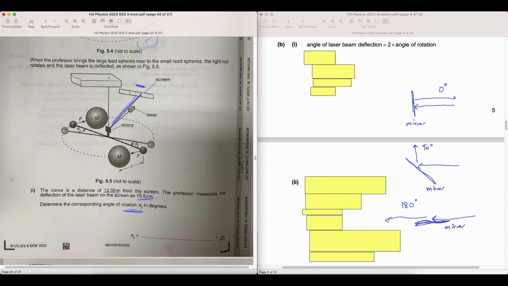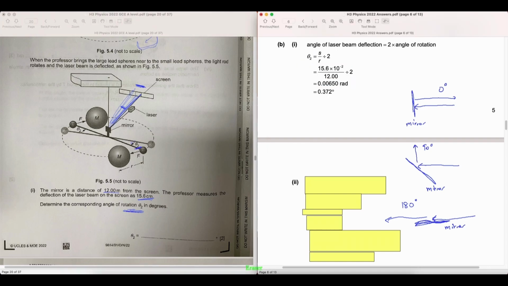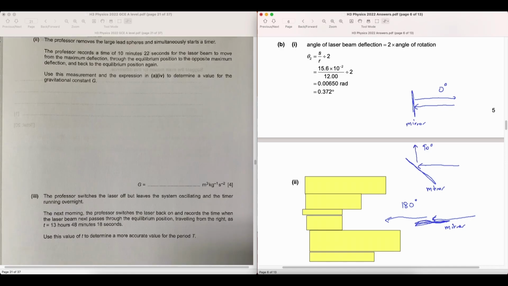This lets us find the angle of deflection of the laser beam itself, and we take that divided by 2, that will give us the angle of deflection of the masses. Putting it in terms of equations, we get the following expression and value for θ2. Now the professor proceeds with the experiments. He removes the giant masses and starts measuring the period of oscillation.